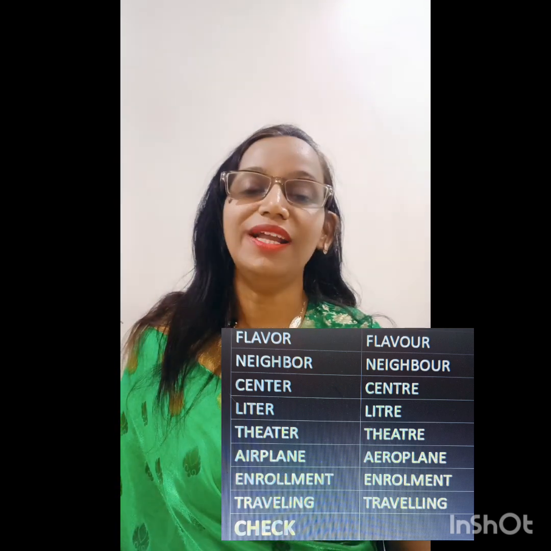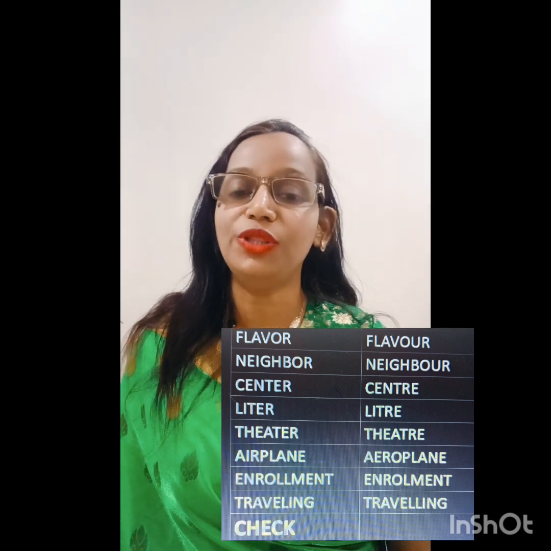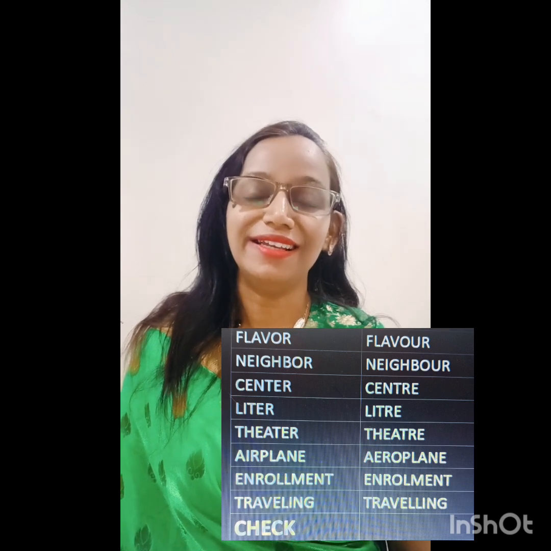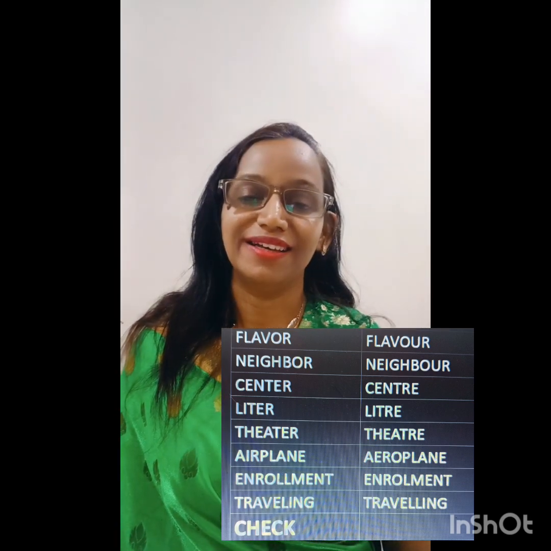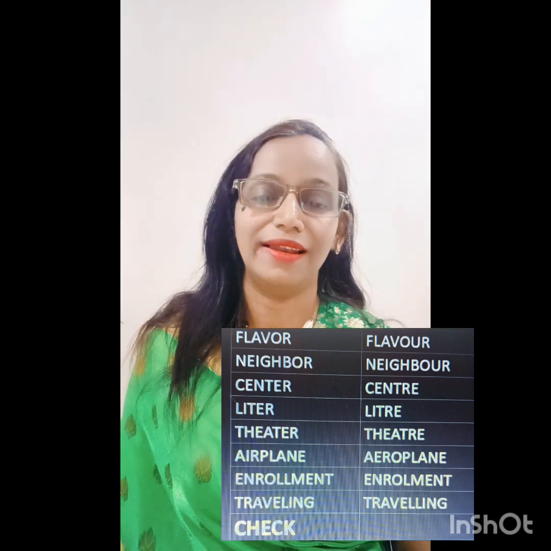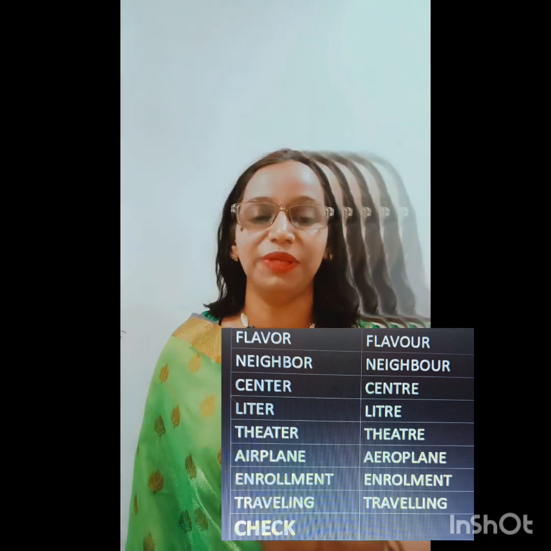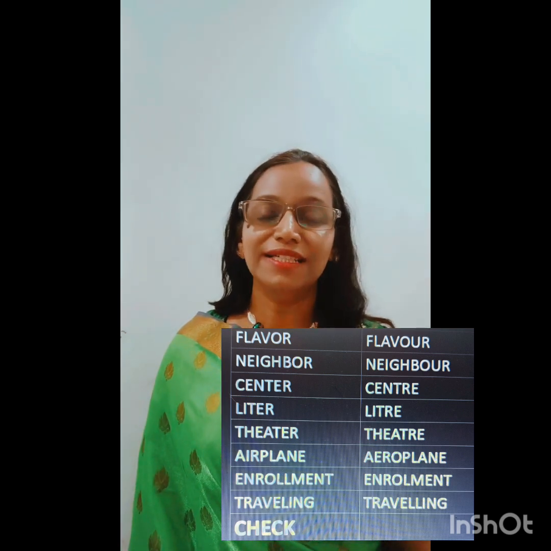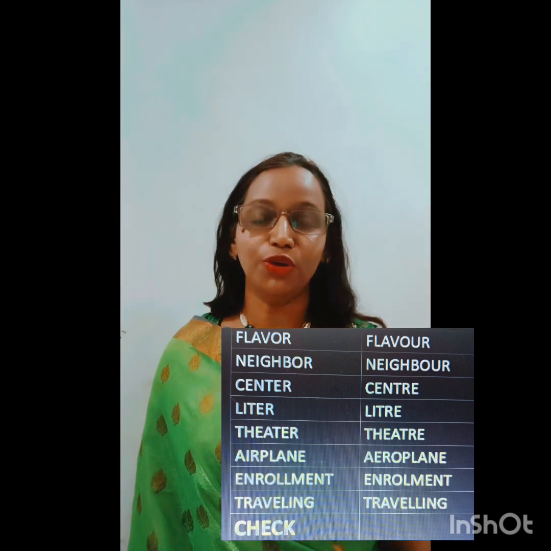Same goes with the words flavor and neighbor. You can see the word center. In British English, the E is before the letter R. In American English, it's after R. Center, liter, meter. For words like traveling, there is a double L in British English. In American English, there is just one L. Americans spell the word exactly as they speak. So they write the word check as CHECK and not the way the British write it, CHEQUE.